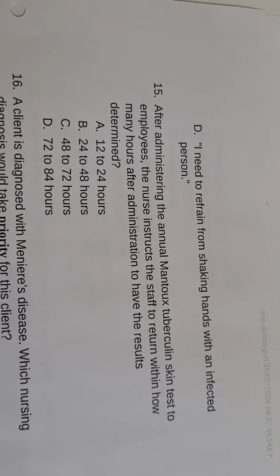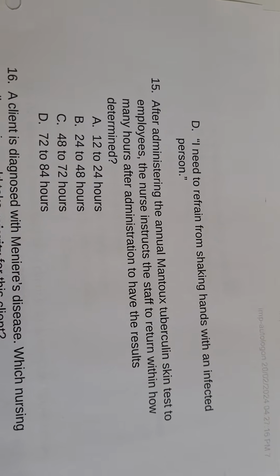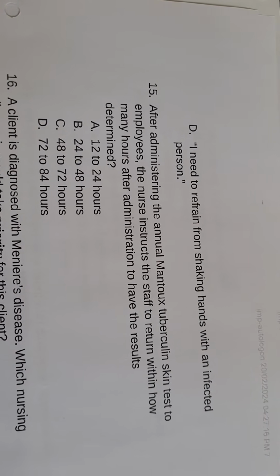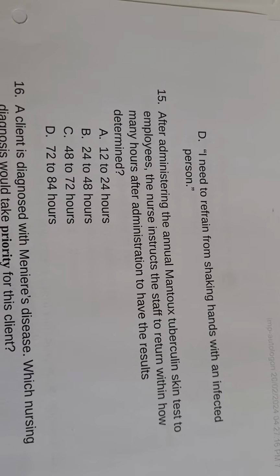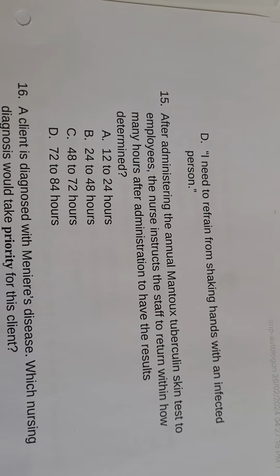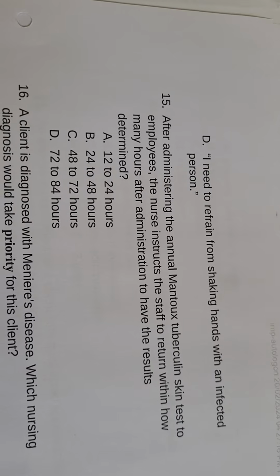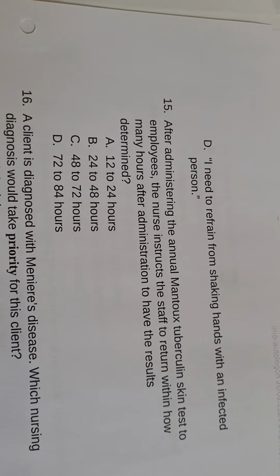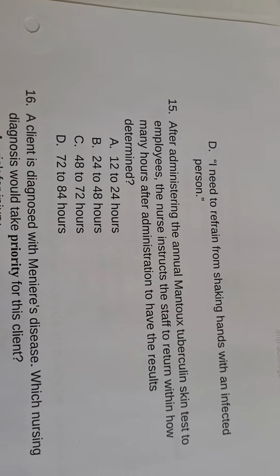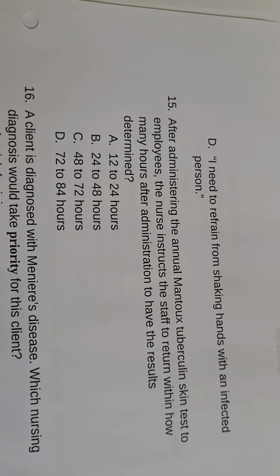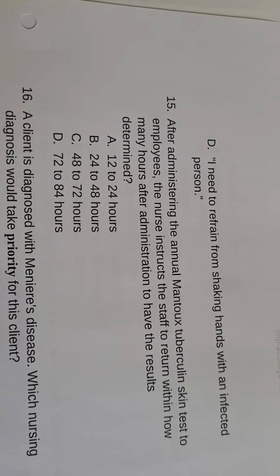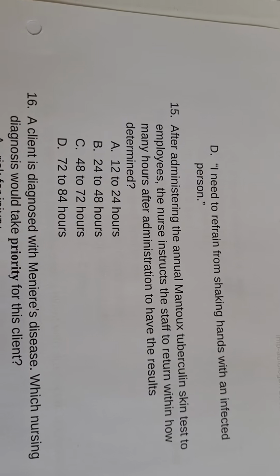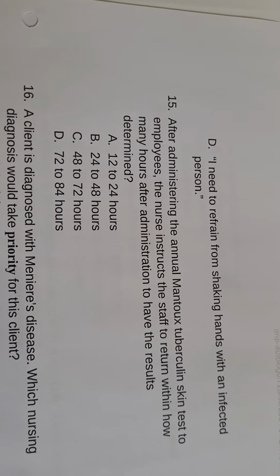So they give the Mantoux tuberculin skin test to the patient, and after how many hours do we know the test is positive or negative. Number A, 12 to 24 hours. Number B, 24 to 48 hours. Number C, 48 to 72 hours. Number D, 72 to 84 hours. So our right option is C, 48 to 72 hours, because the Centers for Disease Control recommends the skin test be read within 48 to 72 hours after administration.